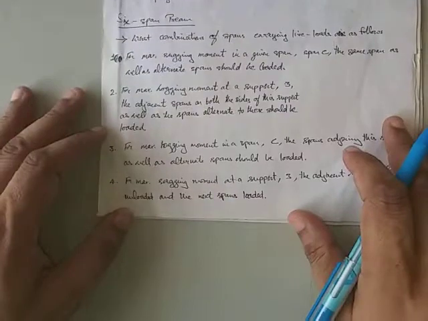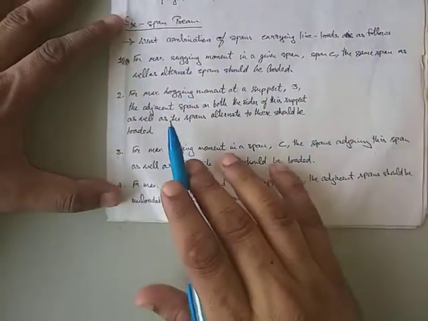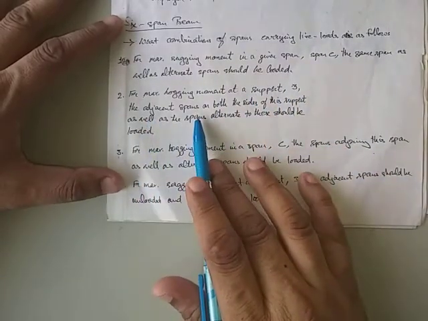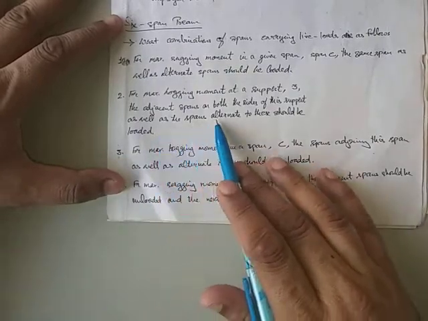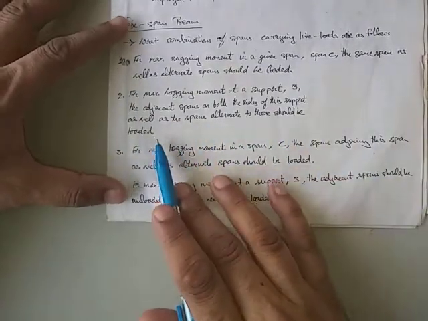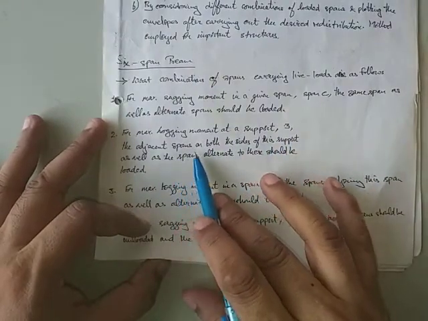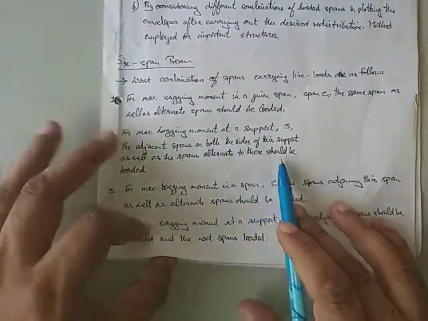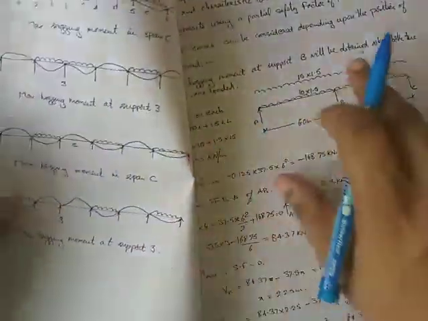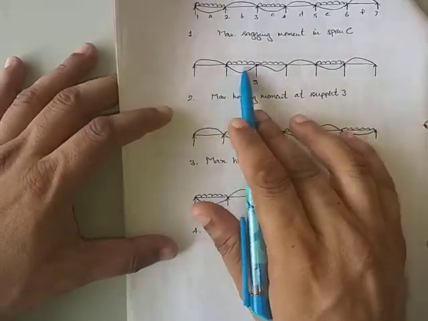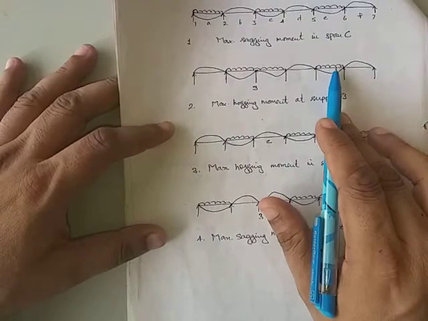Likewise, we have 3 other cases, so we will be dealing with the 4 worst cases. Second is for maximum hogging moment at a support 3: the adjacent spans on both sides of the support as well as the spans alternate to these should be loaded. Again let us go to the figure. It says the adjacent spans should be loaded and the alternate spans should be loaded.